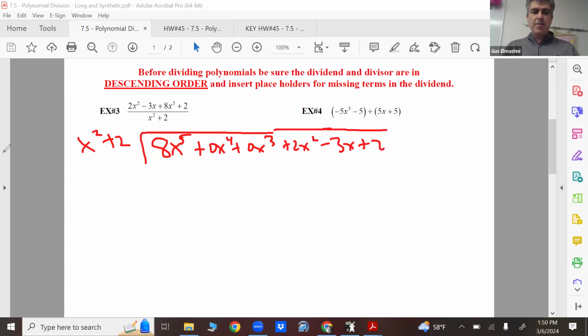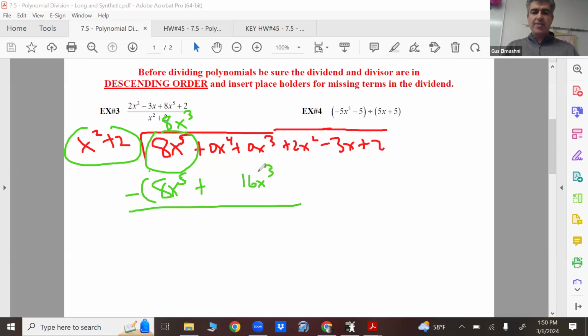All right, let's get moving here. Here's what you do. It's the same thing as before. What do you multiply to x squared to get to this? How many times does x squared go into 8x^5? 8x^3, exactly. And then you have to multiply 8x^3 to all this, which gives 8x^5 plus 16x^3. And then you got to subtract these.